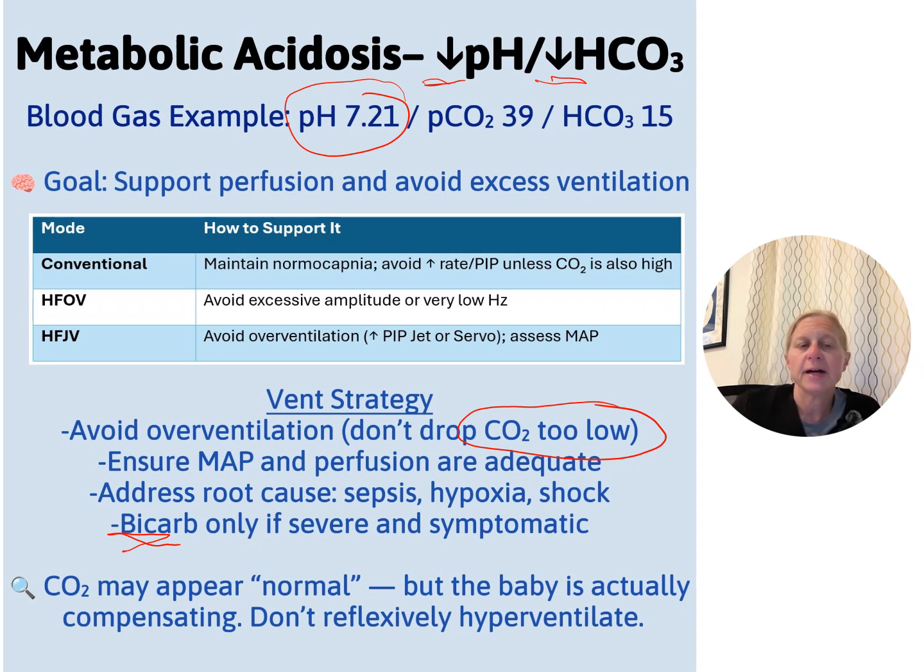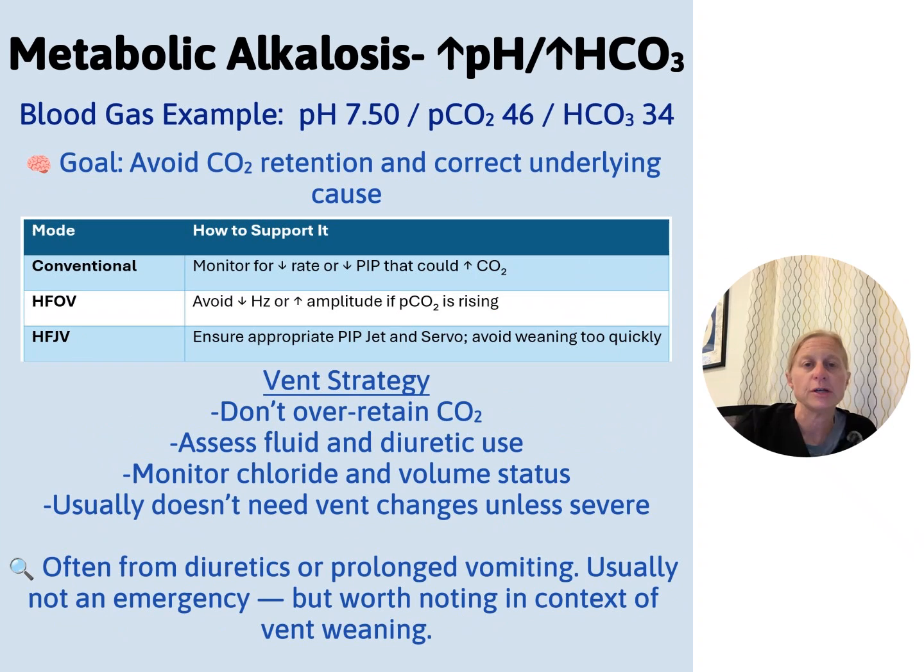But really keep in mind, if you're on your conventional ventilator, you would be mindful of what we're doing with our rate. We would be mindful of what we're doing with our PIP. On our oscillator, we would like to avoid excessive amplitude or a very low hertz. Again, the low hertz is a sign that you're increasing your support as your hertz goes down. It's like an opposite that we don't always think about. And then the same thing with your jet. Your jet PIP and PEEP, just like everything else, are going to deal with your MAP. So you need to make sure that you know what's going on with your MAP to avoid that overventilation.